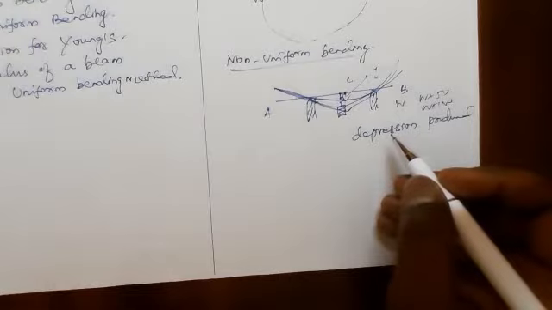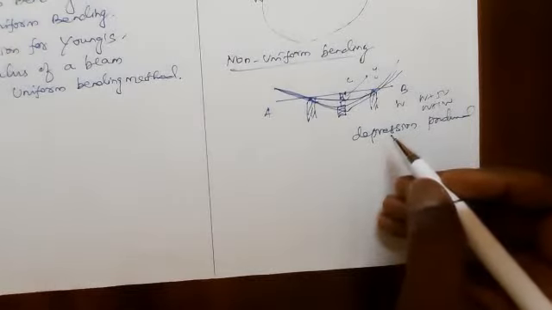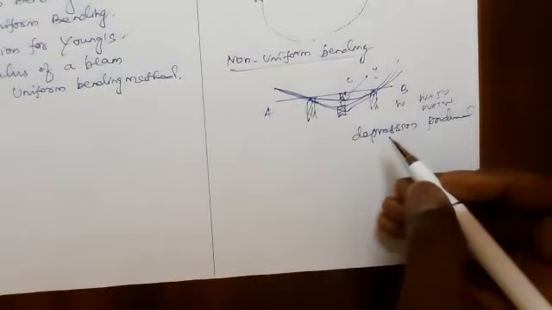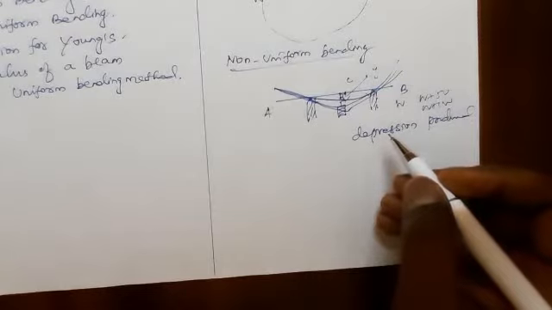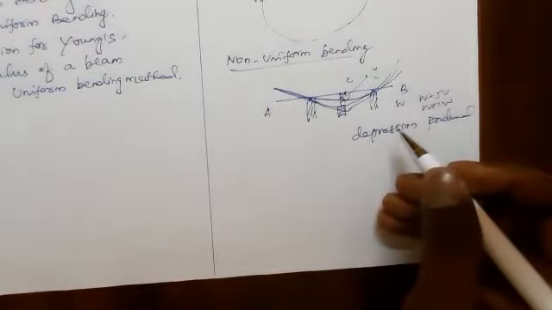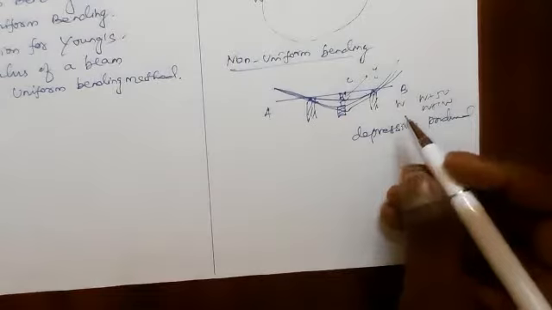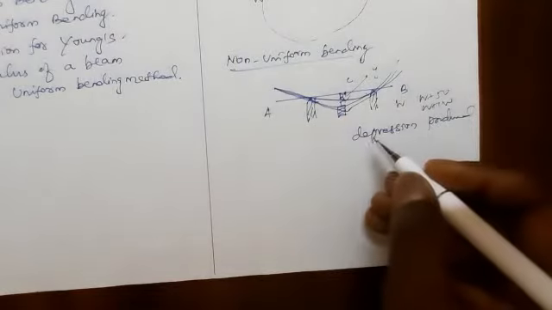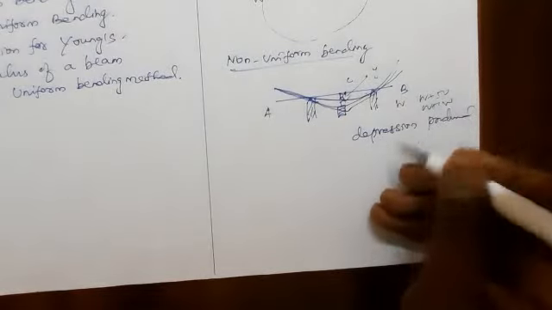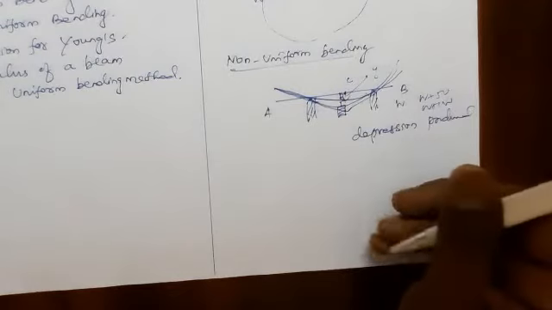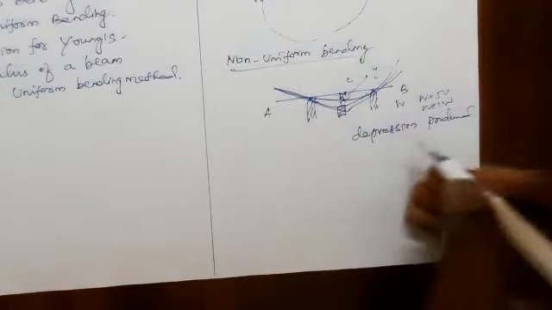Now we can easily define what is non-uniform bending. If a beam is loaded at its midpoint, a depression is produced, and the bending of the beam does not form an arc of a circle. This type of bending is known as non-uniform bending.